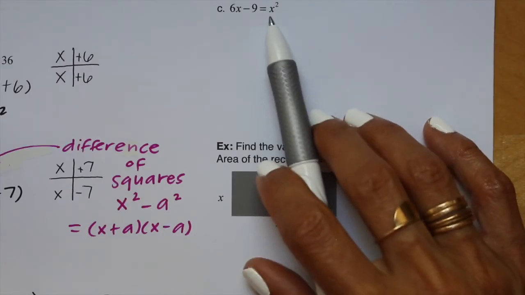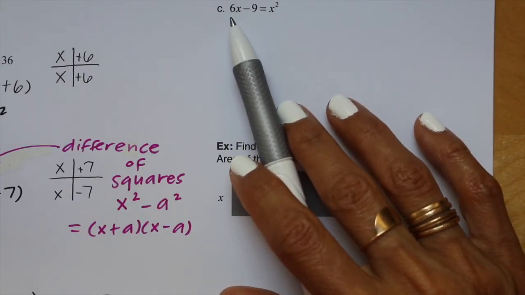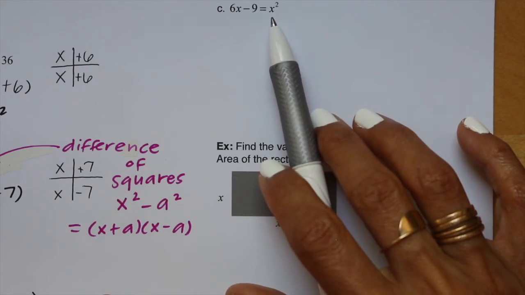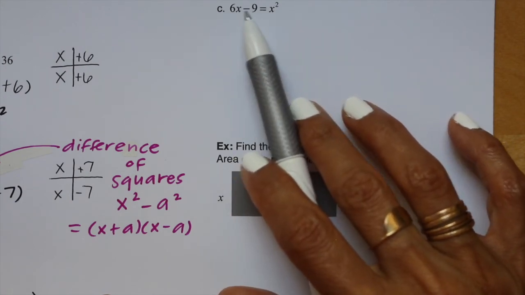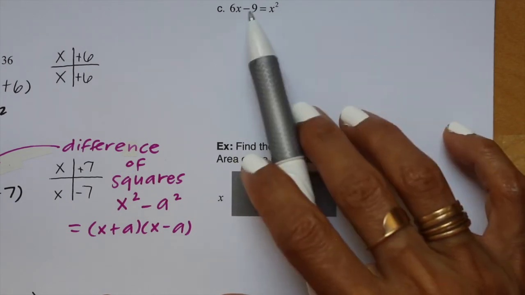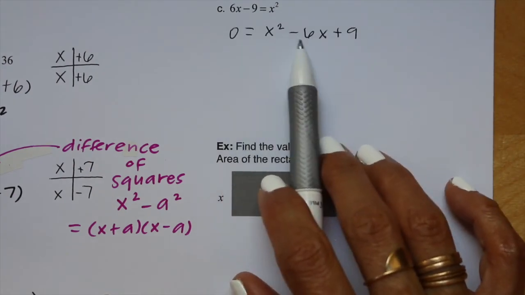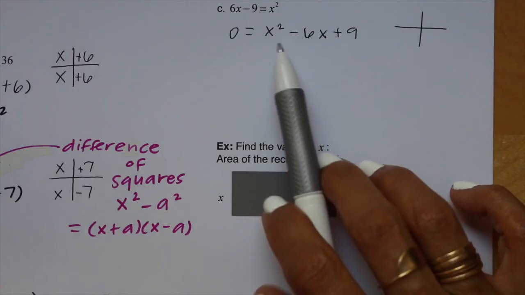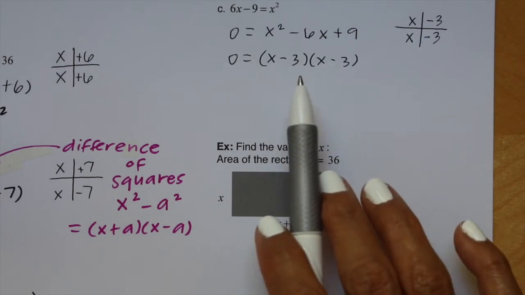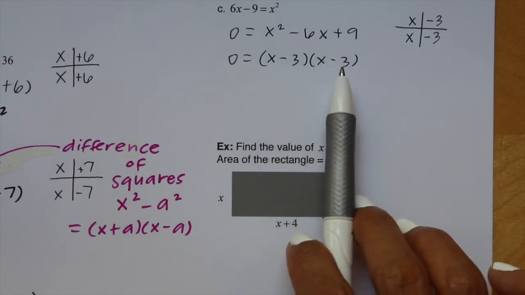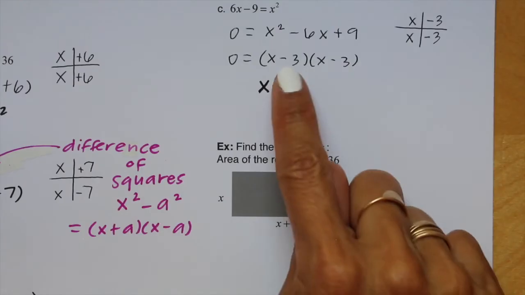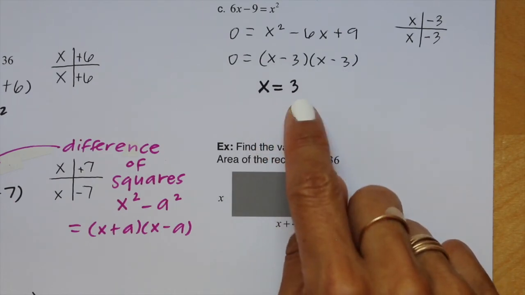For this next example, we want this equation equal to 0. Since this x squared term is already positive on the right side, let's go ahead and move these terms over to the right. So we get 0 equals x squared minus 6x plus 9. Next, we're going to factor. According to the zero product property, we can set both of these equal to 0. And when you do so, you get x equals positive 3.